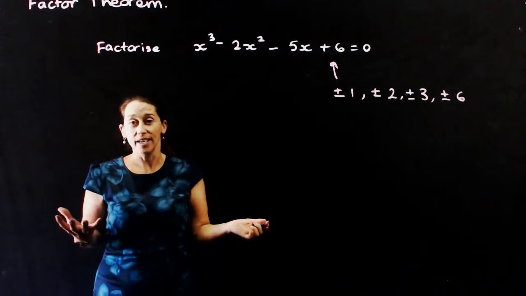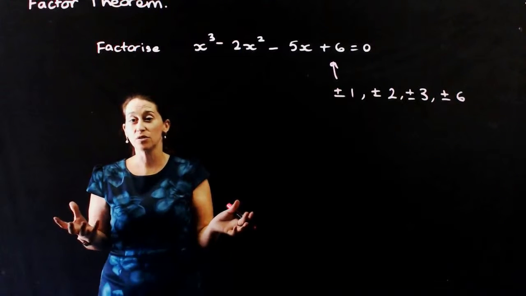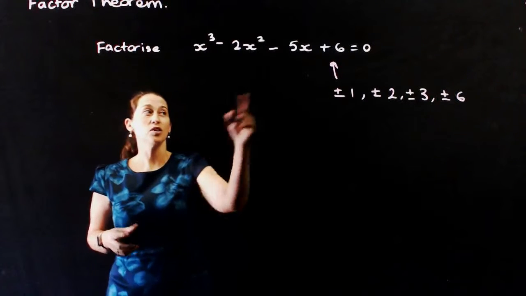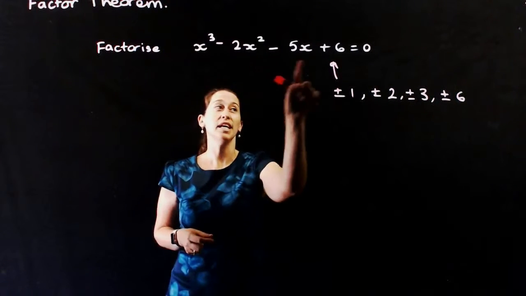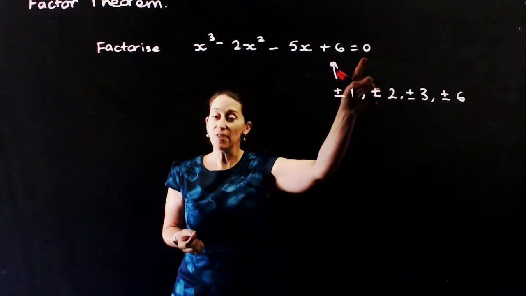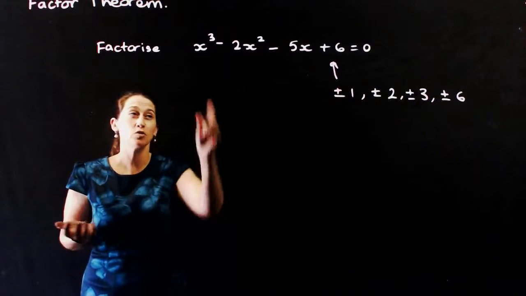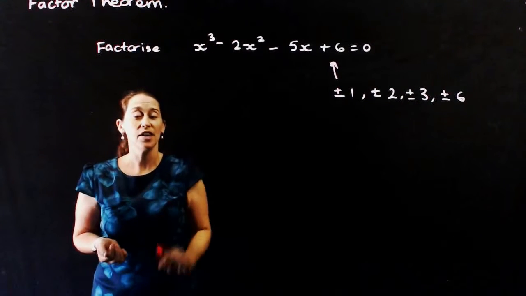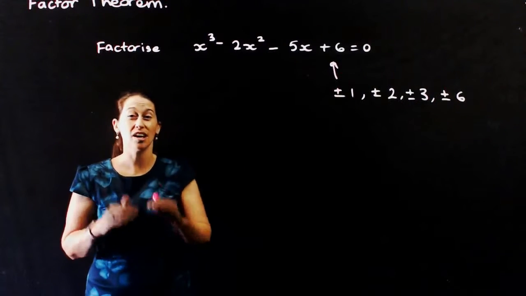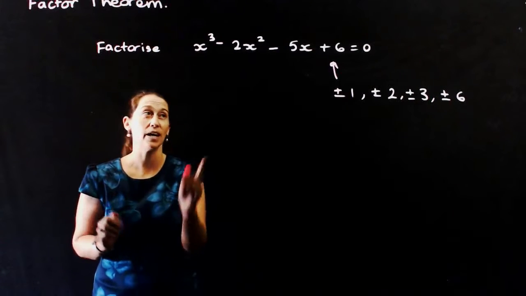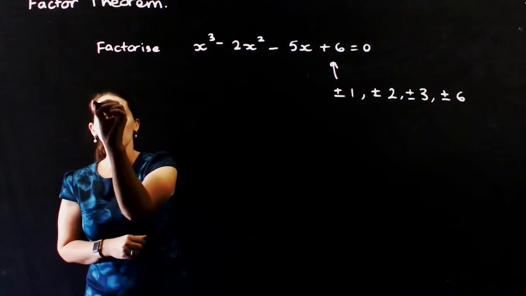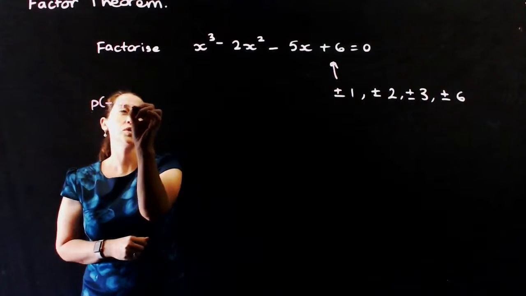So let's try some. I'm going to try minus 1 to start with. If I put minus 1 in here as a solution and I get 0, I know that minus 1 is a solution. If I put minus 1 in and I don't get 0, then I know that minus 1 is not a solution, so therefore x plus 1 would not be a factor. So let's try putting in minus 1 first.